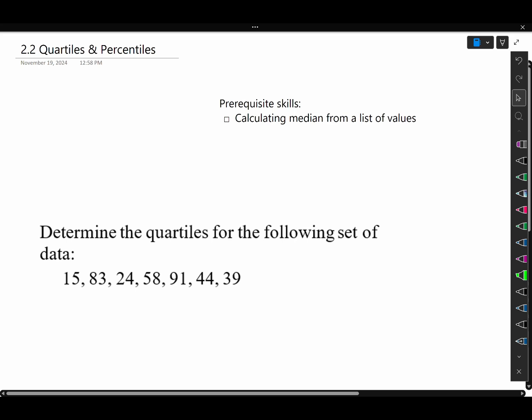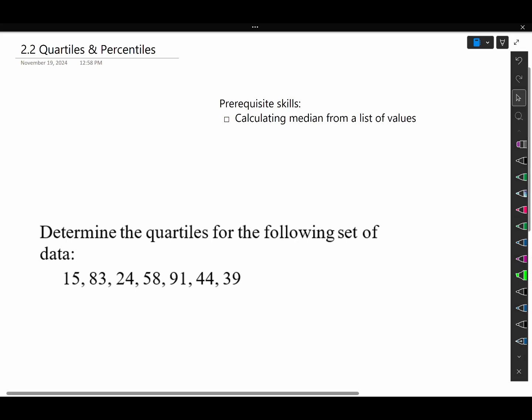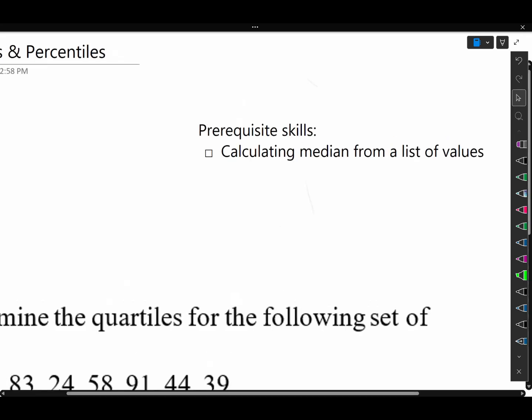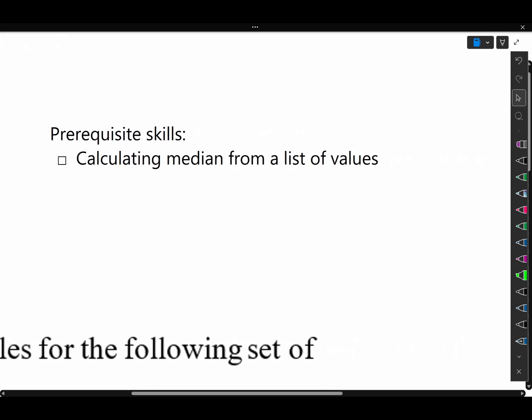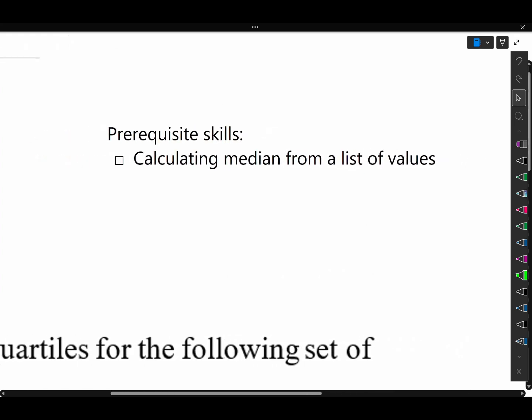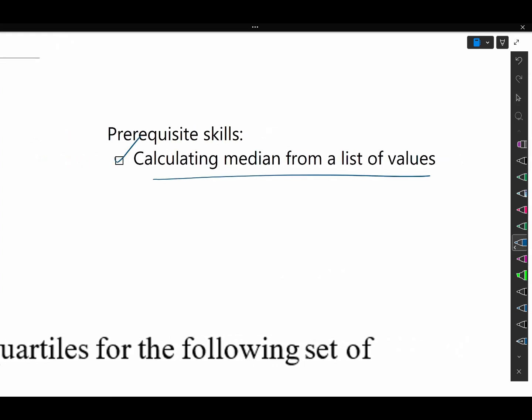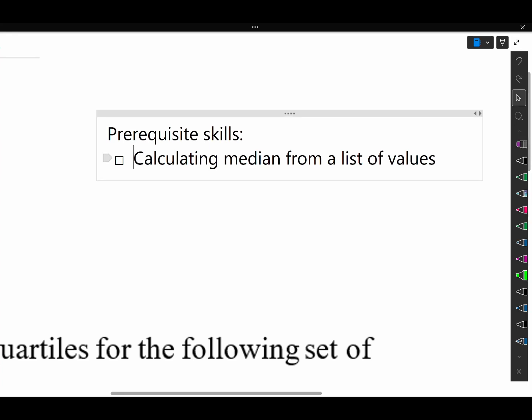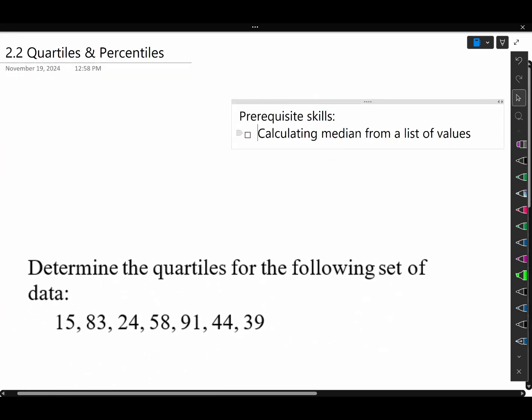So we'll take a look here today at quartiles and percentiles, what they are, how to calculate them, and how to use them. Our prerequisite skill is nice and easy. We've already covered calculating a median from a list of values. You folks have been doing that for years. You've been handling mean, median, and mode. Today we're only using median.